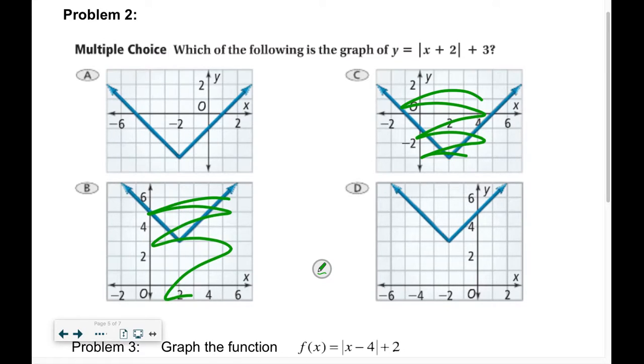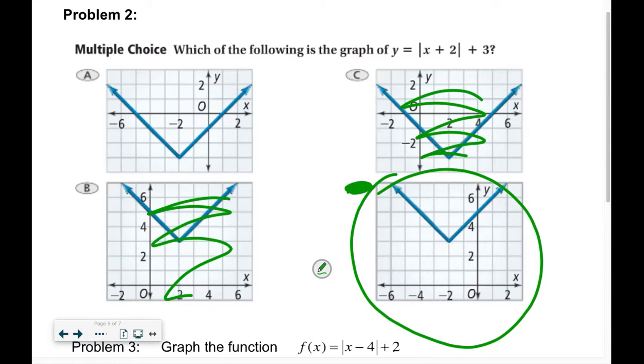What else do I know? That plus 3 means what? Up 3. So which one do we have? E. D. Yeah, that one.